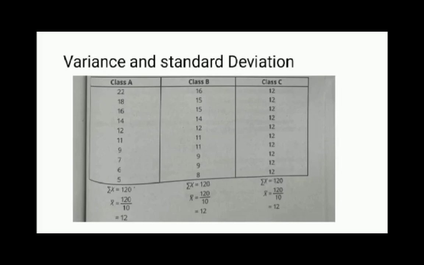So, if we total them by class, the answer is 120. They are the same. And every class has 10 rows. If we divide the total score, the answer is 12. Class A and Class B and Class C, they have the same answer.